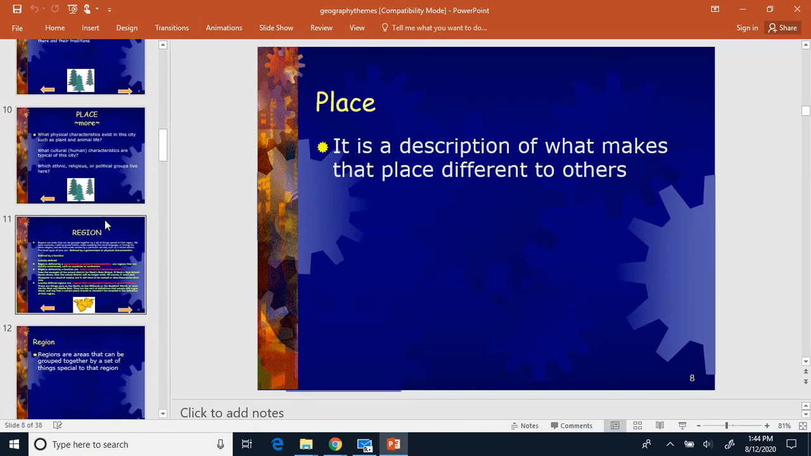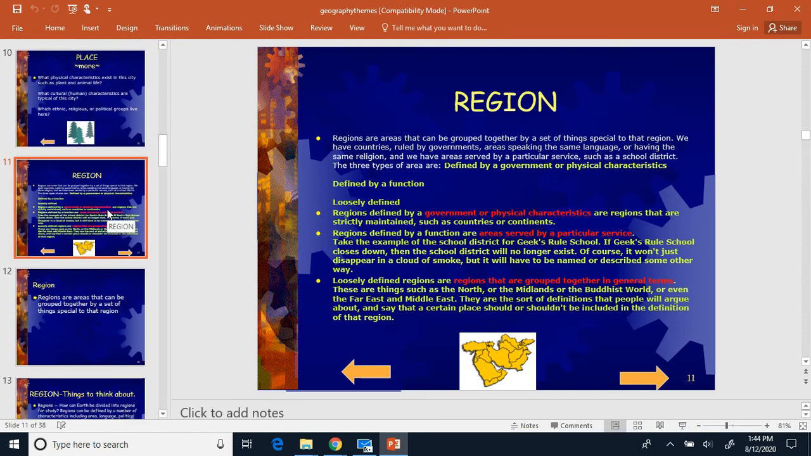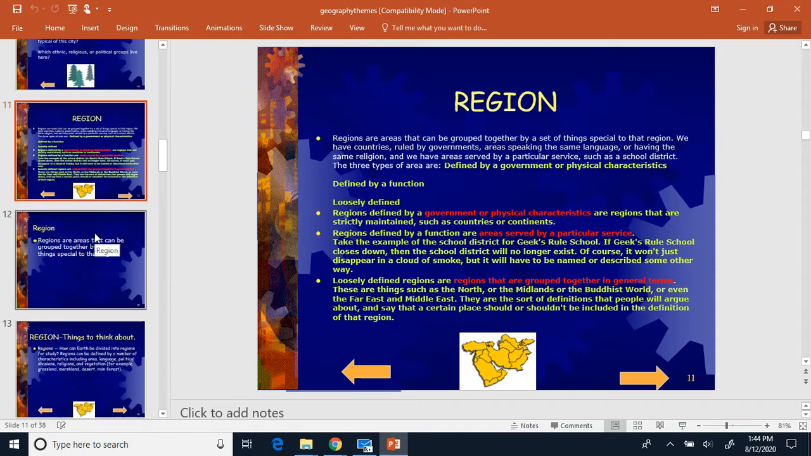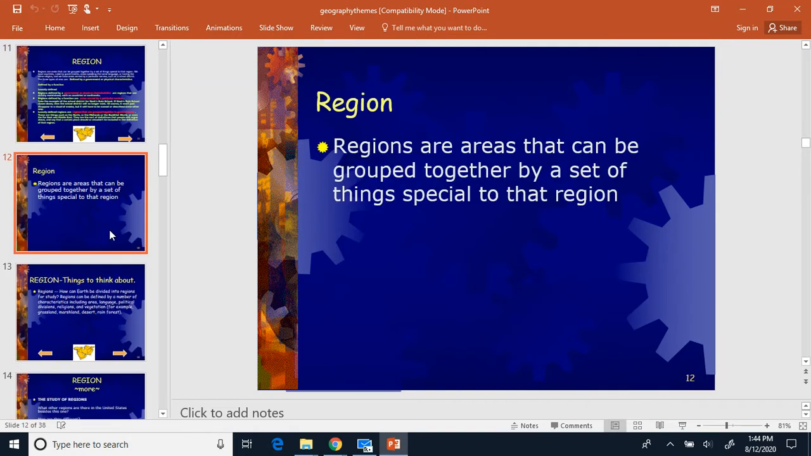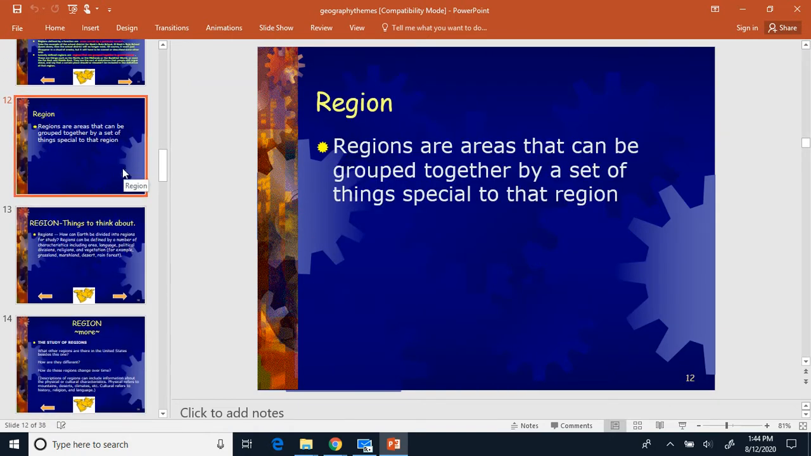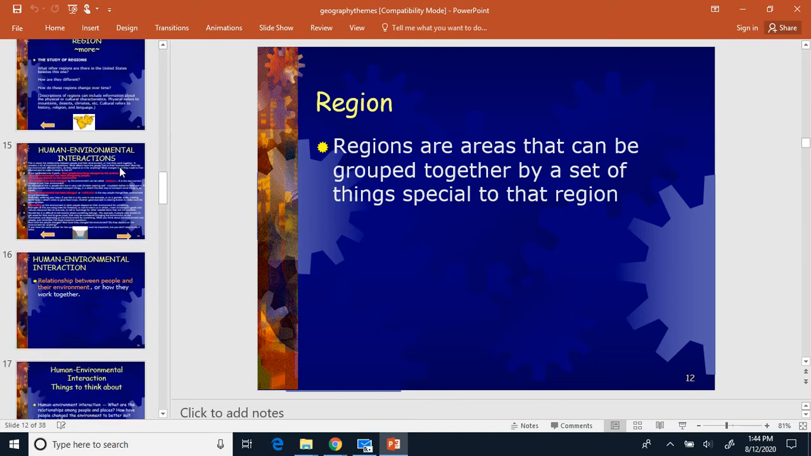That was place. Region, you had your defined regions and then your general regions. Defined regions were like Columbus, Indiana, while your general regions were like Southern Indiana. And a region, of course, could be grouped by anything that makes it special compared to other things. So it could be the language in the area, or the favorite food in the area.